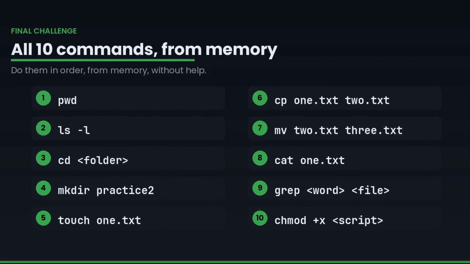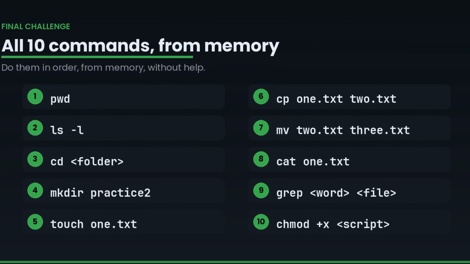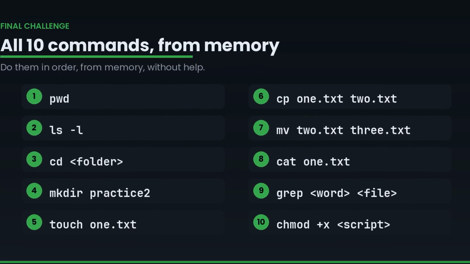Time for the full challenge. Work from memory this time, without looking back at the earlier sections. Run these 10 commands in order. pwd, ls -l, cd into a folder, mkdir practice2, touch 1.txt, cp 1.txt 2.txt, mv 2.txt 3.txt, cat 1.txt, grep for a word of your choice. And finally, chmod +x on a script. If you can do all 10 without pausing the video, you have mastered this session. If you had to look, no problem. Rewatch the section you need, and try again tomorrow.